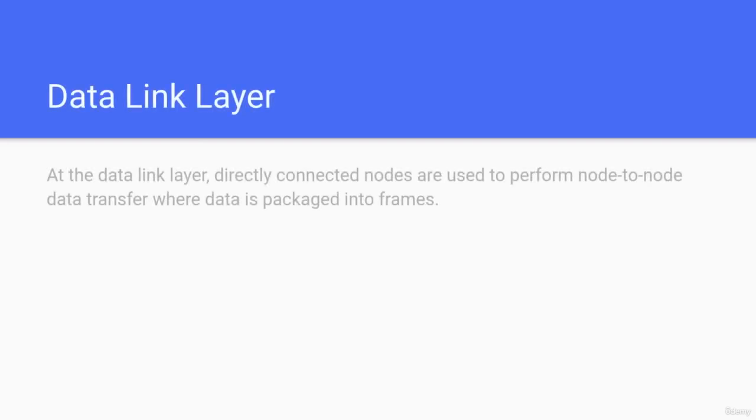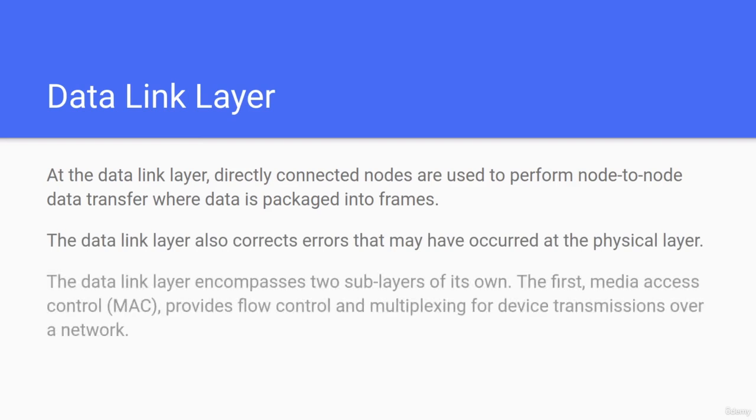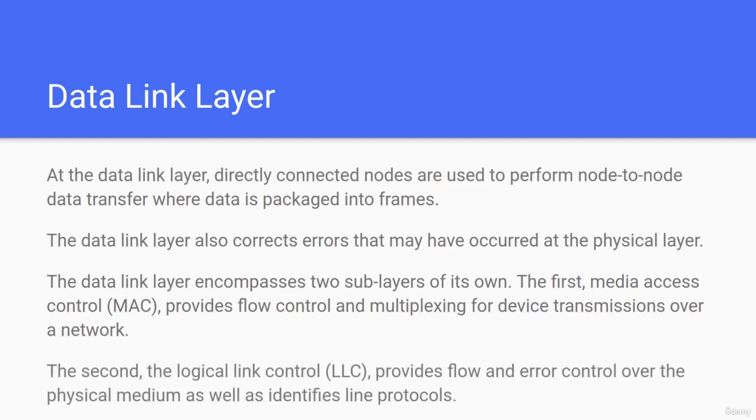Now for the data link layer. At the data link layer, directly connected nodes are used to perform node-to-node data transfer where data is packaged into frames. The data link layer also corrects errors that may have occurred at the physical layer. And the data link layer encompasses two sub-layers of its own. The first, media access control, which is the MAC, provides flow control and multiplexing for device transmission over a network. The second, which is the LLC, the logical link control, provides flow and error control over the physical medium as well as identifies line protocols.